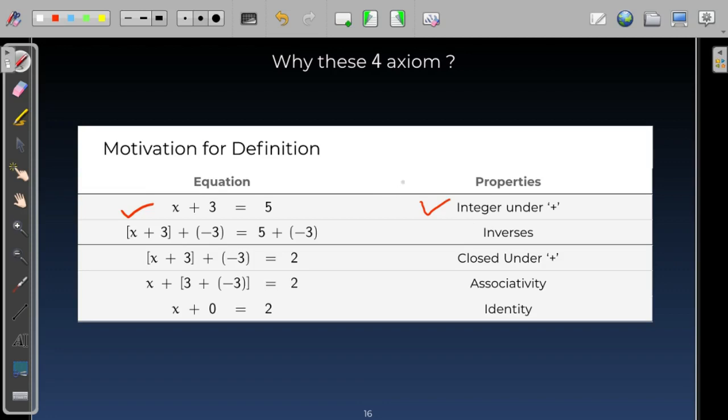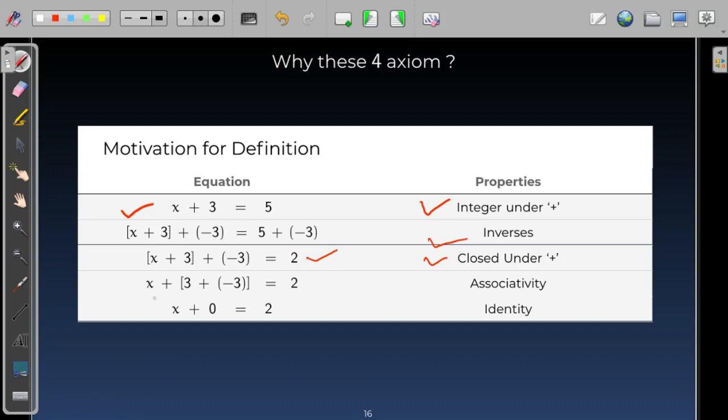Okay, so to solve this we have to add minus 3 to both the left hand side and the right hand side. And why minus 3? Because minus 3 is the inverse of 3, so there must be an inverse. Without an inverse you will not be able to solve this equation. And then we are going to solve the right hand side, 5 plus minus 3, and we are able to do this because we are sure this result is going to be in our group. So this is closed under addition, and that's why we are able to do it.